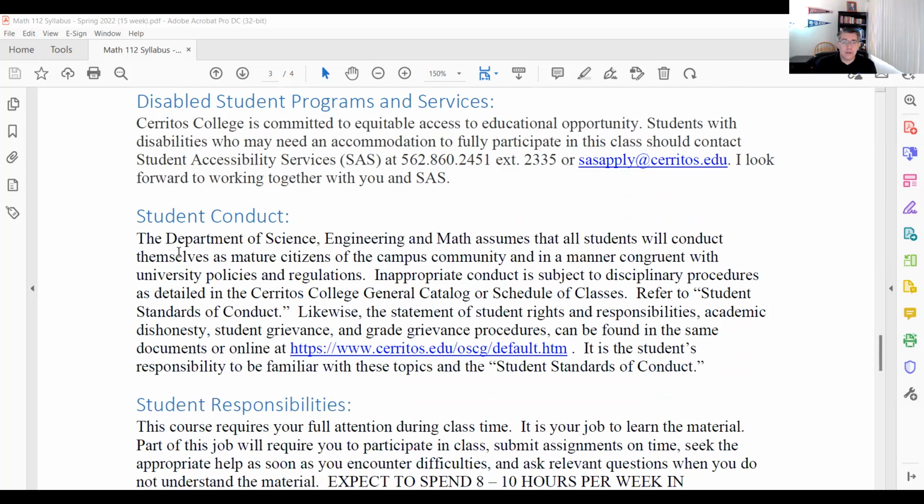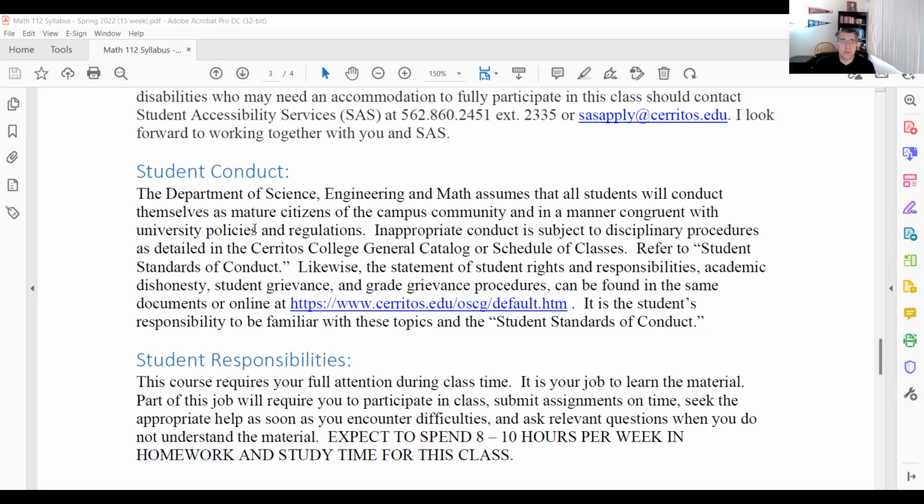Student conduct. The Department of Math, Science, Engineering: all students will conduct themselves as mature citizens of the campus community and in a manner congruent with university policies and regulations. Inappropriate conduct is subject to disciplinary procedures as detailed in the Cerritos College General Catalog or schedule of classes. Refer to student standards of conduct.